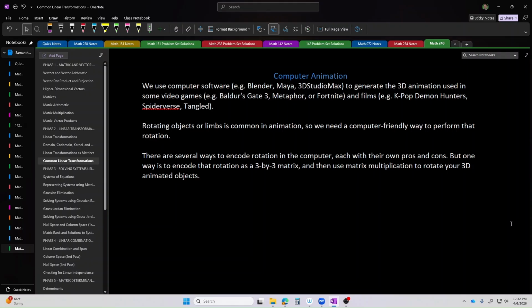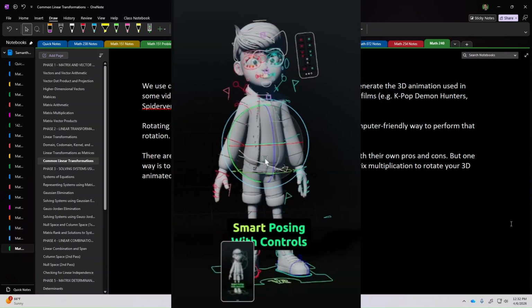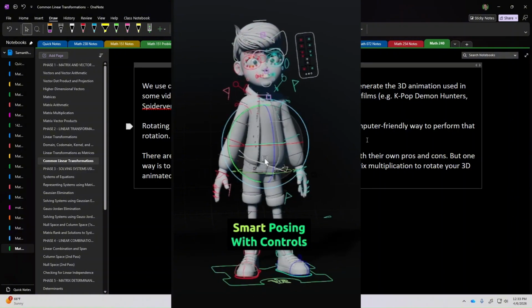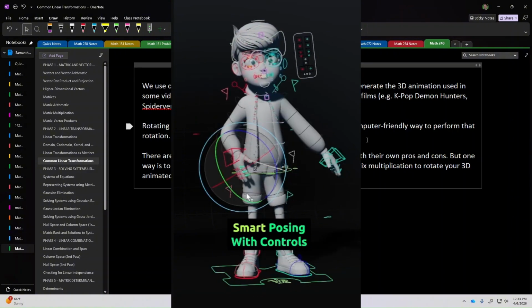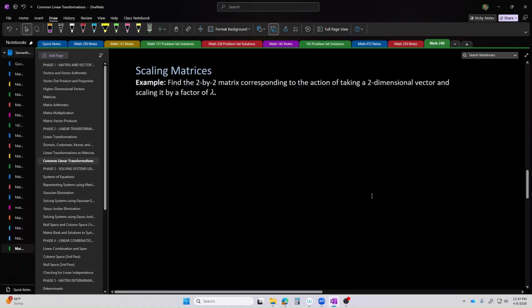So what you'll often see is that 2 by 2 matrices and 3 by 3 matrices come up as a way to encode rotation in a computer graphics context. So for example, if you're animating something for a video game or for an animated movie, one of the ways to handle three-dimensional rotation is to use a 3 by 3 rotation matrix. Let's get some more practice.